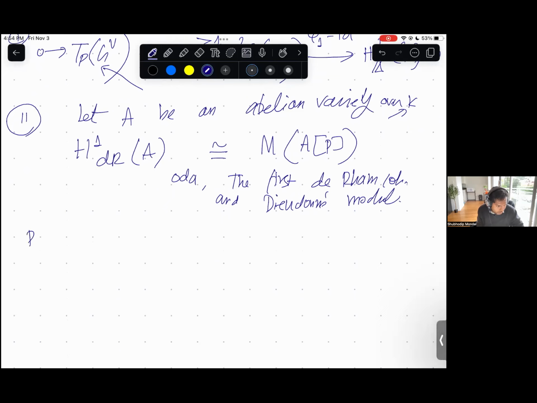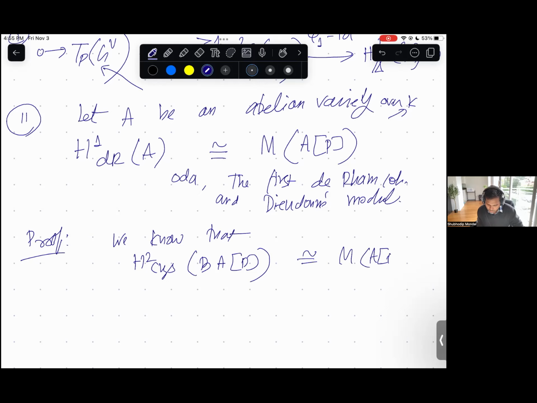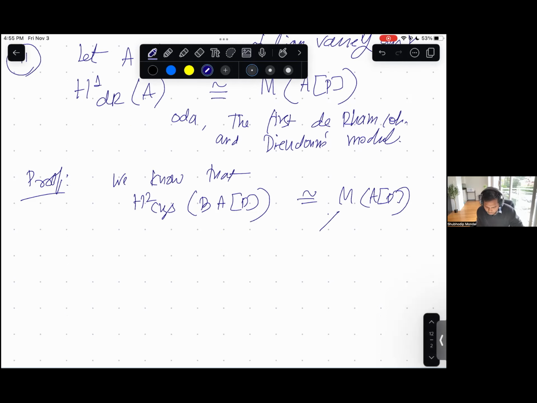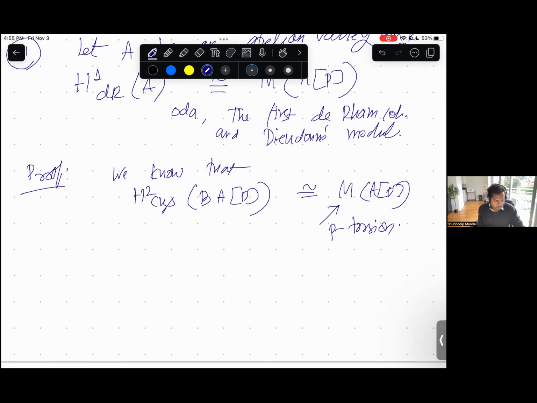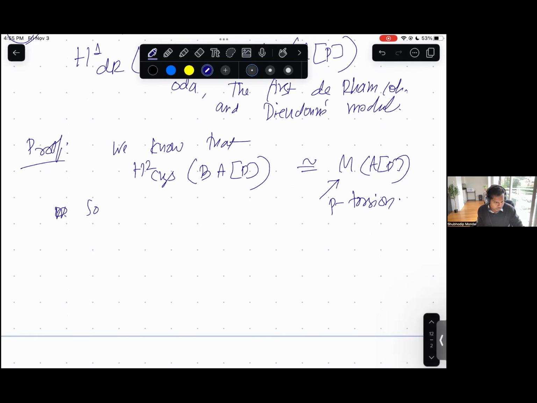So let me try and explain an alternate way to get this isomorphism. We know that H^2 crystalline is isomorphic to the Dieudonné module. And we also know that this is p-torsion. So we have an exact sequence as follows.